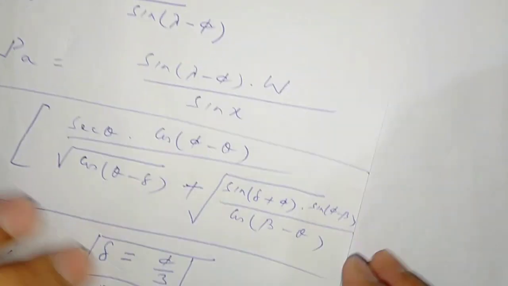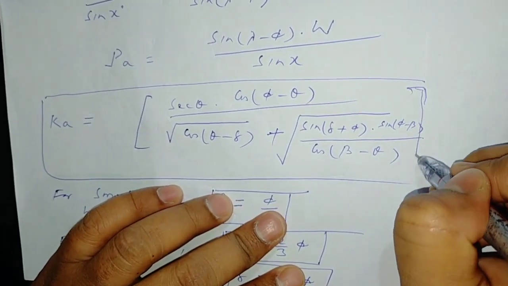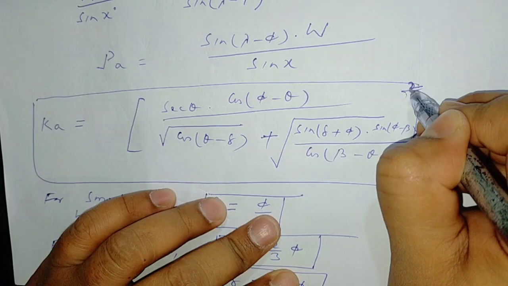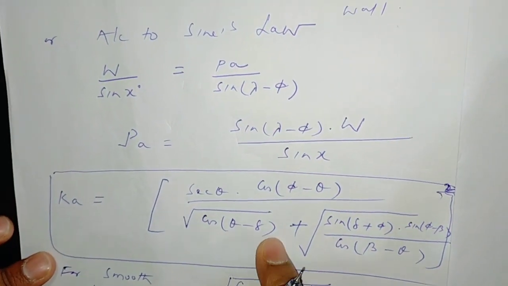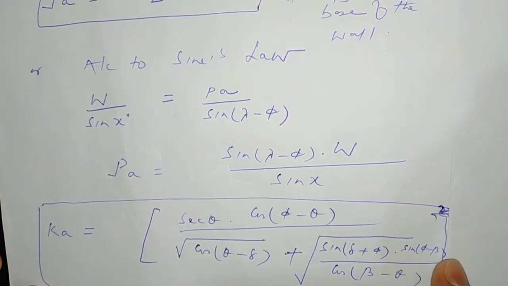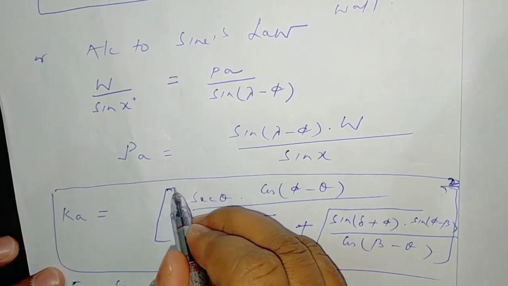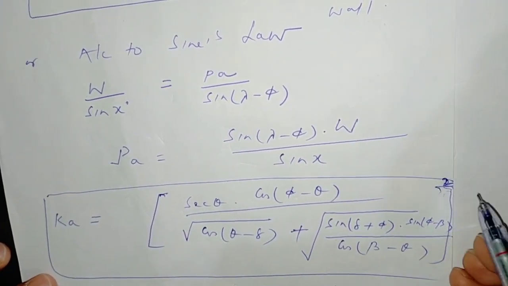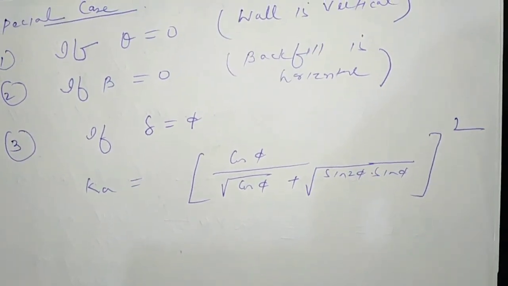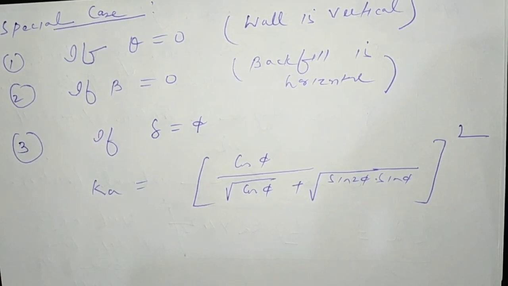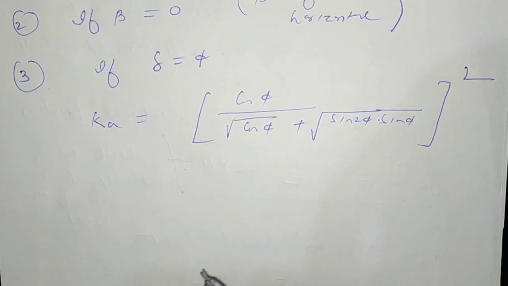So here is also, we have not written total whole square. K is sec phi into cos phi minus theta divided by cos theta minus lambda plus sin delta plus phi into sin phi minus beta divided by cos beta minus phi, or entire to the power 2. If I write, this is K.